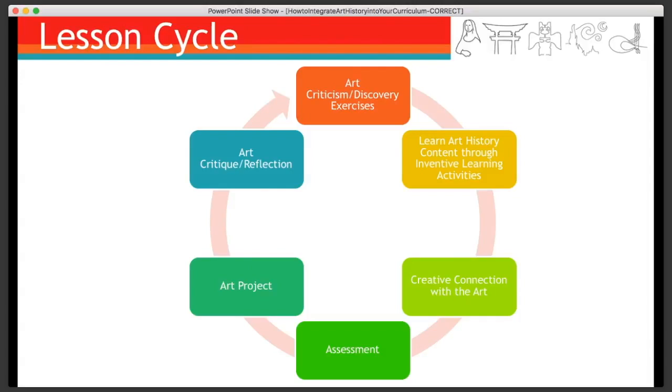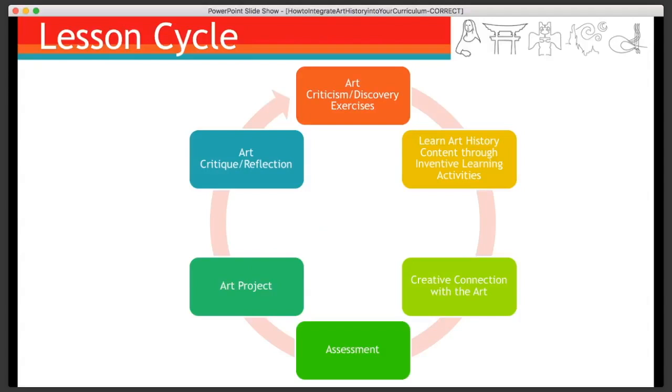We start with art criticism and art discovery exercises. Like the compare and contrast activity, or in Impressionism, they view all the works from the first Impressionist exhibit and make lists of their common characteristics, or maybe they do a poetry writing exercise about a Rococo painting, and that leads them to the main themes of Rococo. Different types of things that get them thinking. We learn the art history content through these activities. And then we usually do some creative connections with the art, like creative writing or reflection writing, ways to connect it to yourself.